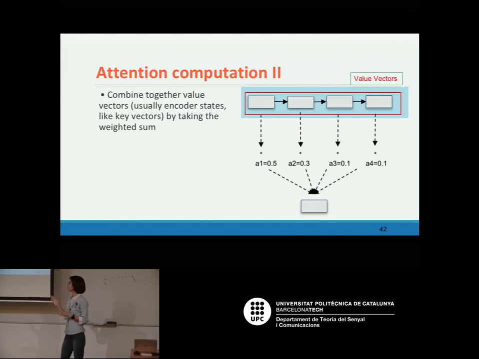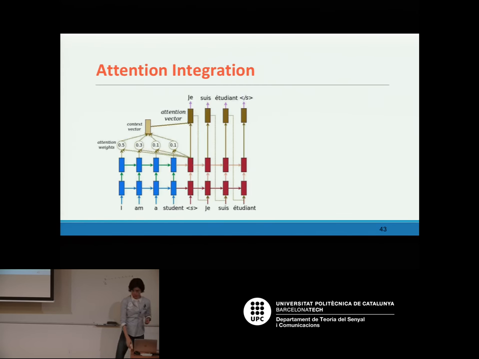With these weights, we multiply the value vectors, which are normally initialized with the key vectors, and we combine them into the context vector. This context vector is going to be the input, instead of having a fixed vector, and it is the one I use for translating each word in the decoder. So this context vector varies depending on the word that I'm translating. That's the key: I'm putting different context vectors depending on the word that I'm translating.